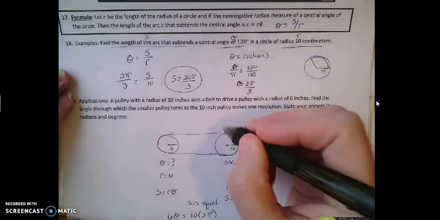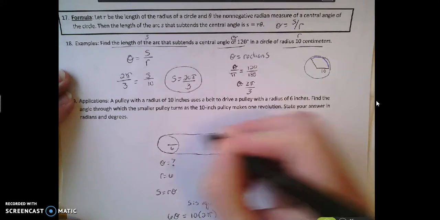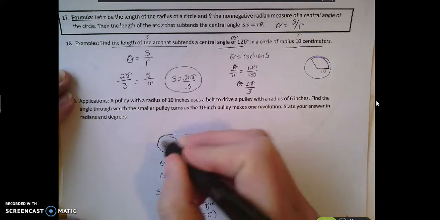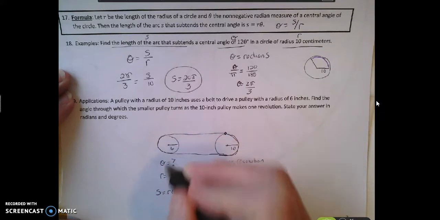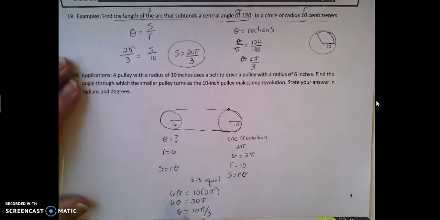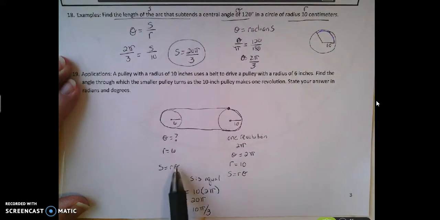You have to understand that if I have a point here and I rotate that point a certain amount, it's going to rotate the same amount here, it's just going to rotate more times. So the values of s in these two problems are the same. So s is equal for both of them. So basically what I'm doing is I'm taking r times theta for the first one, and I'm setting it equal to r times theta for the second one.